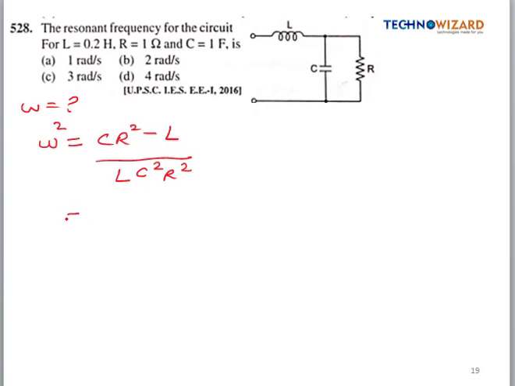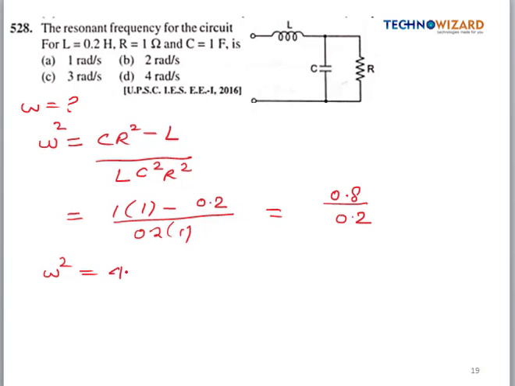So now let's substitute the value. C value given in the question is 1, R square is 1, minus L value given in the question is 0.2, divided by 0.2 into 1 into 1. So 1 minus 0.2 is 0.8 divided by 0.2, so we are getting omega square is equal to 4. It means omega is equal to 2 radian per second. So option B is correct.